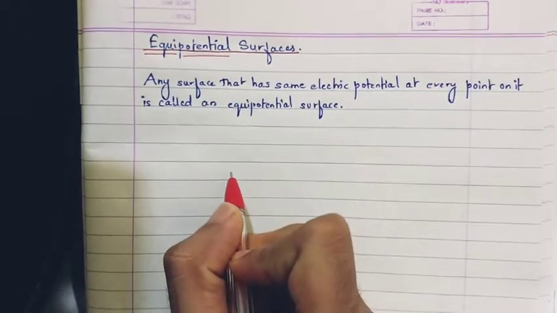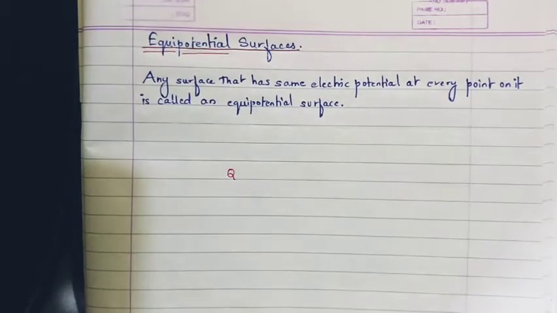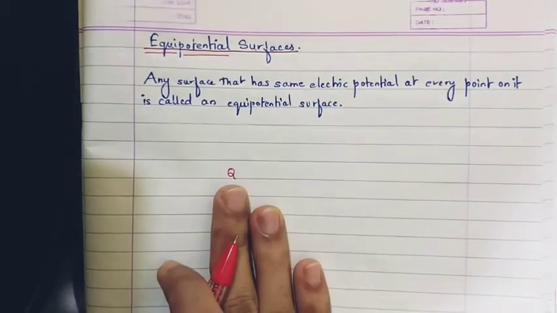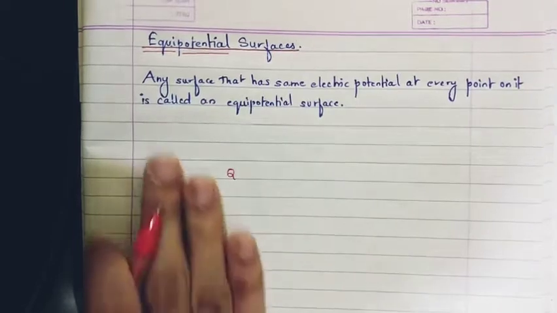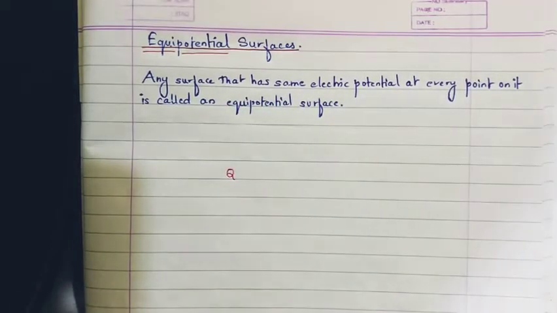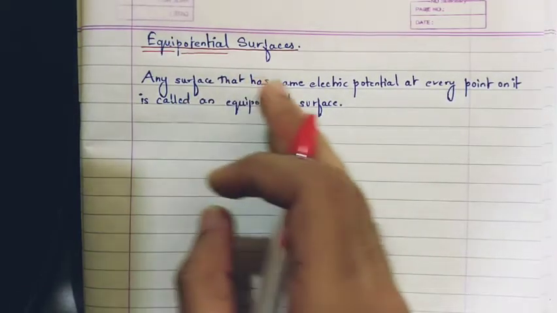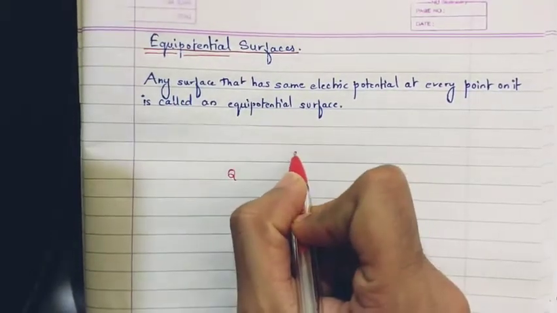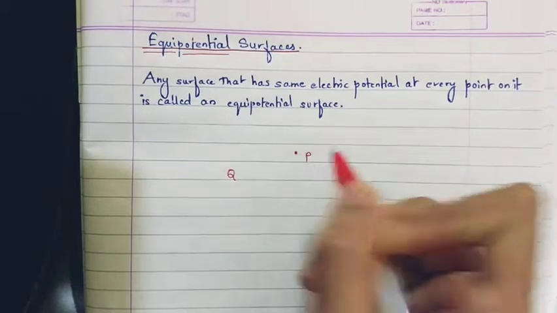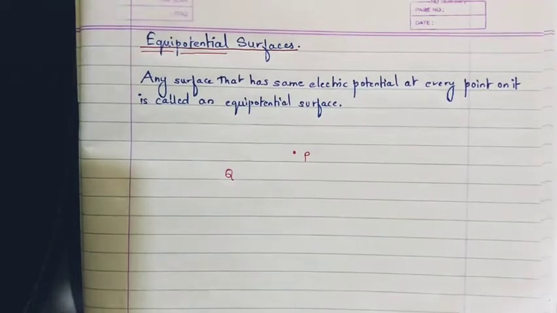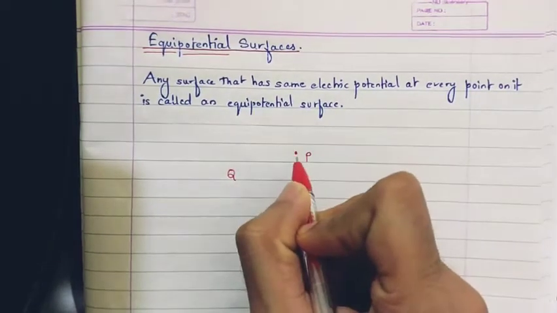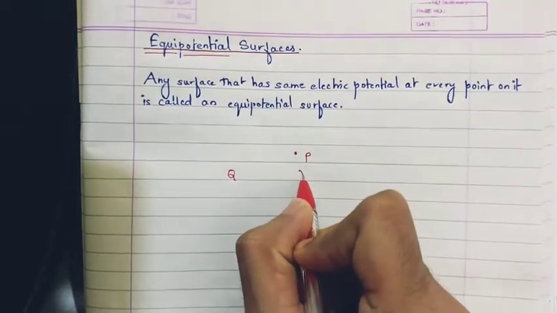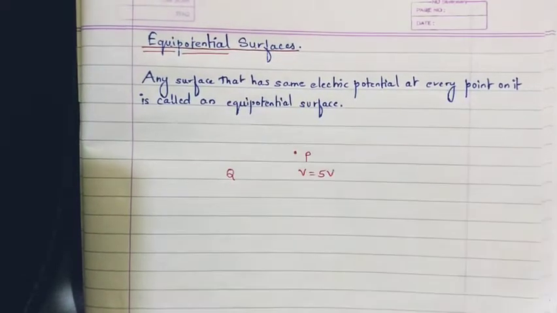Let's consider there is a charge Q. Since there is a charge Q over here, there will be an electric field generated around this charge Q. Similarly, there will be a certain potential generated at each and every point around this charge Q. So I select a specific point P, my observation point, and I find that this point P has a potential, let's say V is equal to 5 volts.